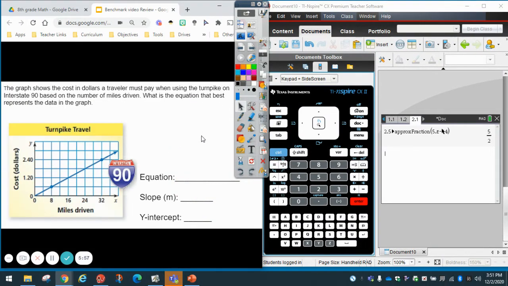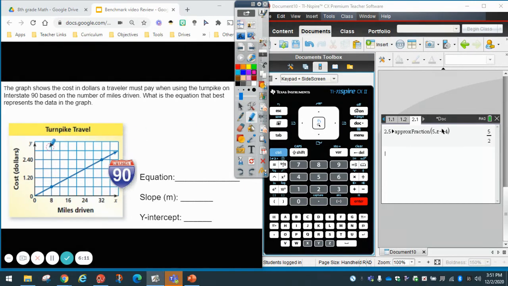So again, here we have a graph, and it's talking about the cost in dollars a traveler must pay using a turnpike on the Interstate 90 based on the number of miles driven. What is the equation that best represents this graph? So again, the first thing that we want to do is highlight the y-axis because we want to find the y-intercept. And remember that the y-intercept is the point where the line touches the y-axis.